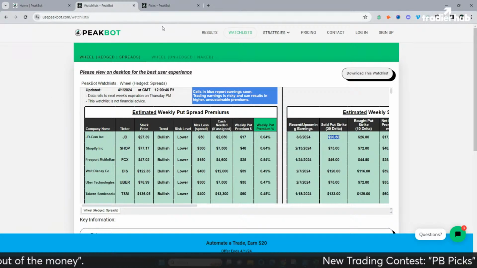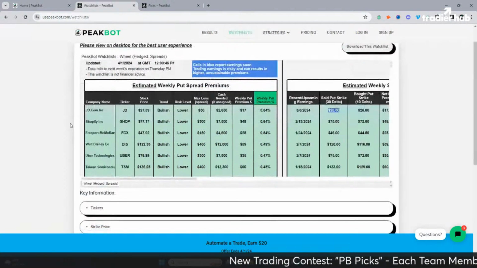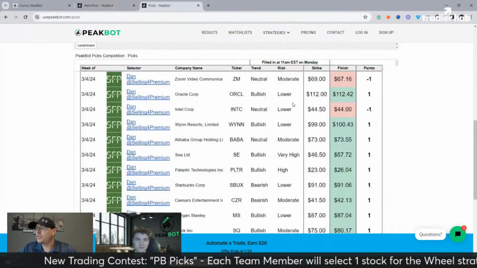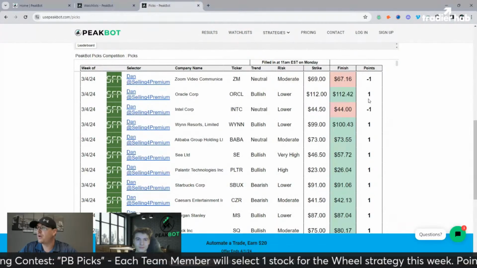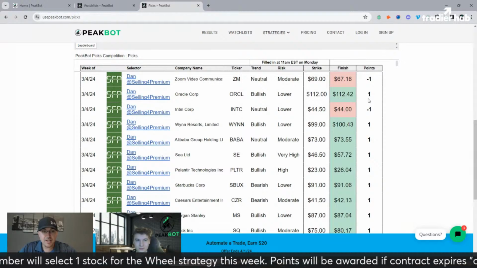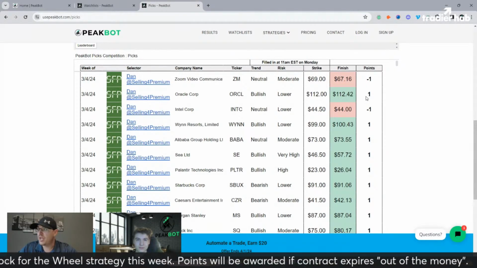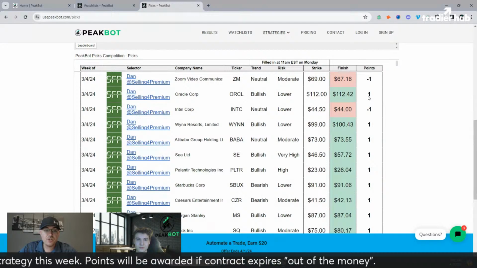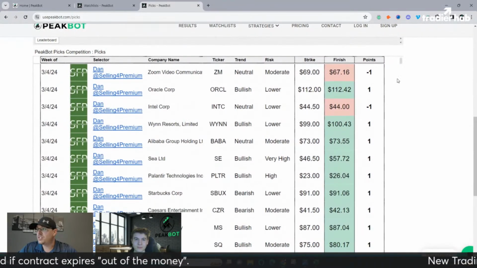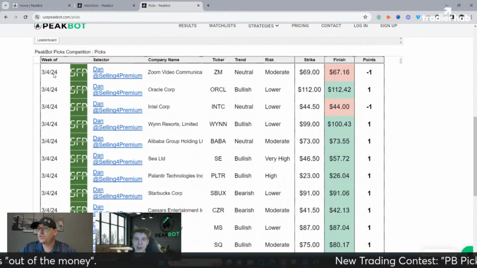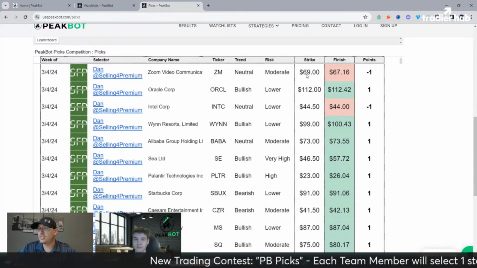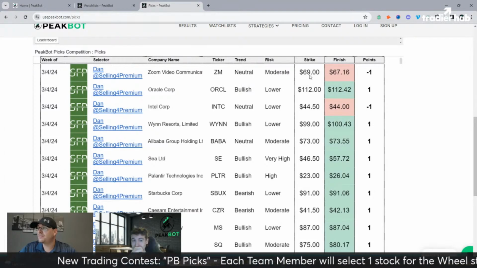What's important to know is the scoring. I will pull up this from last month. You gain a point if you're correct. If the stock finishes out of the money, above the put strike price, you get +1 point. If you choose incorrectly, you lose a point. As you can see here, this was from the first week of March on Zoom. Dan had selected Zoom to finish above $69.